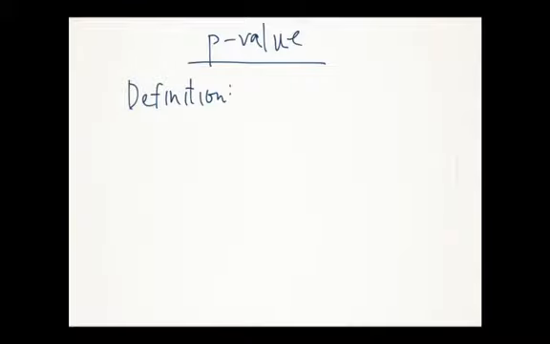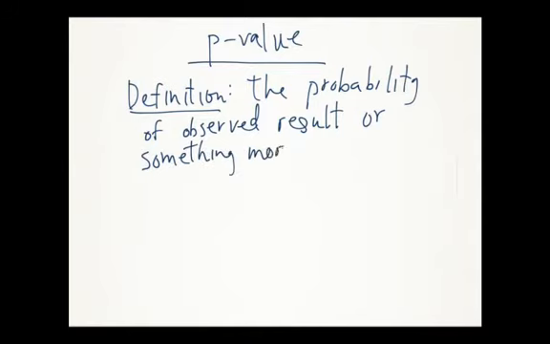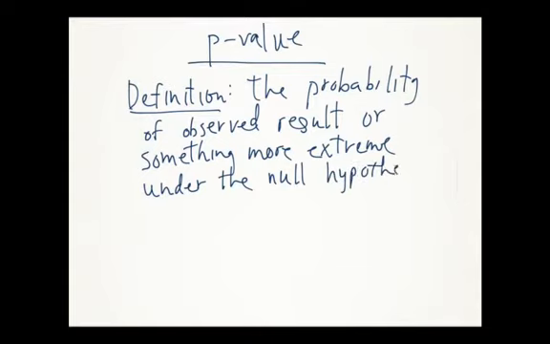Definition is the probability of the observed result or something more extreme under the null hypothesis. So when I say under the null hypothesis, I mean assuming that the null is true. So I assume that the null is true, I collect data, then I calculate this p-value, assuming that the null is true, and if it's really small, then I say, well, it's likely that this difference between the groups is not simply due to chance and we have an actual effect.